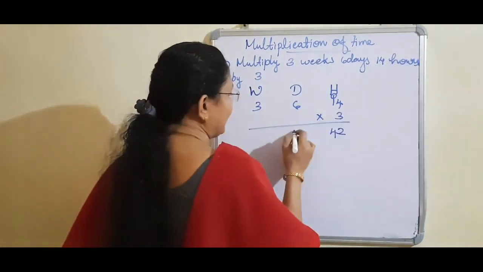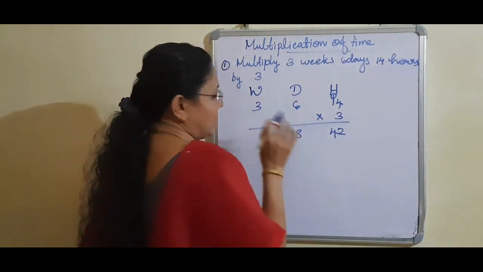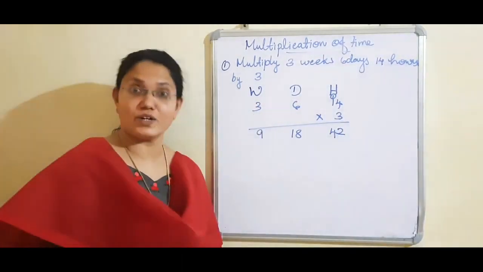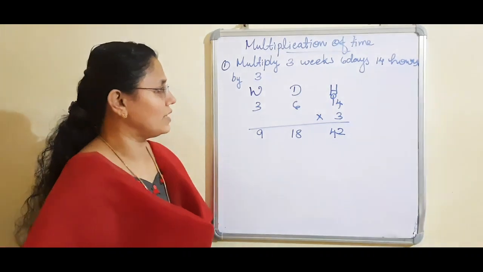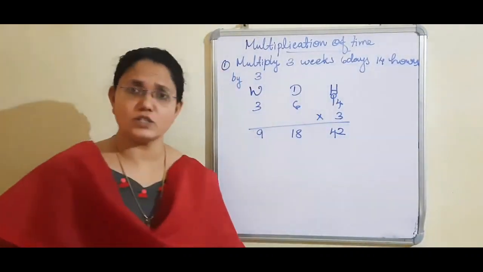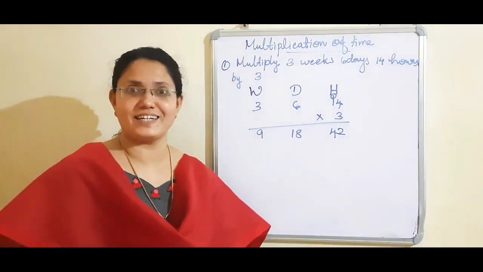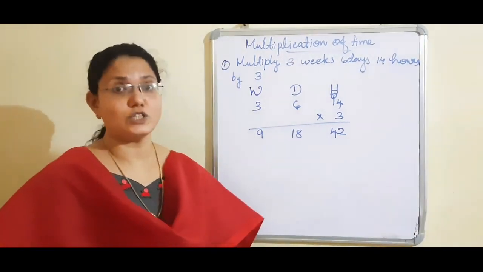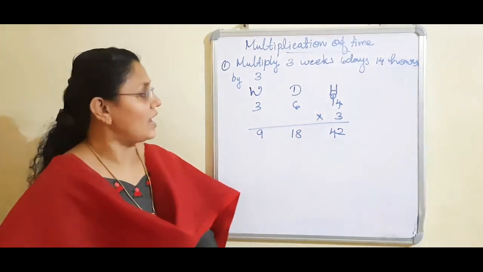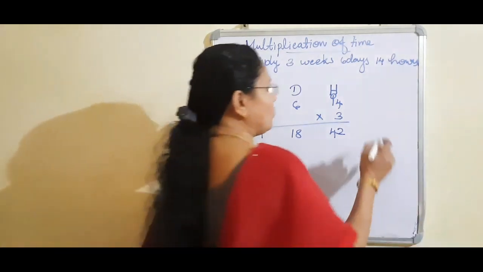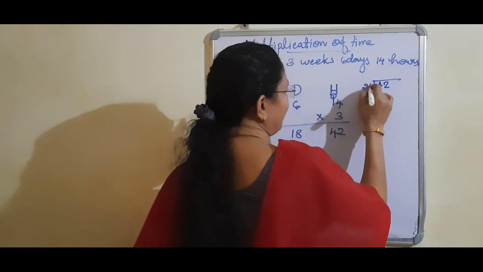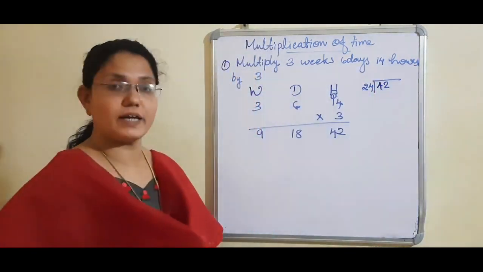Next 3 6 are 18. We should write completely here itself. Okay. Next 3 3s are 9. After that, if regrouping is possible, we have to do that. For this, we have to think 42 hours. You know that 24 hours make a day. So that 42 hours are there, we can regroup this into days and hours. How can we regroup this? Divide 42 by which number? 24, because 24 hours make 1 day.